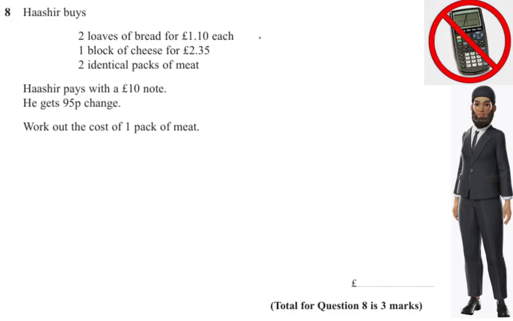Hasha buys 2 loaves of bread for £1.10 each, 1 block of cheese for £2.25. So let's work out how much this costs. So you've got 2 multiplied by £1.10. That should give you £2.20.